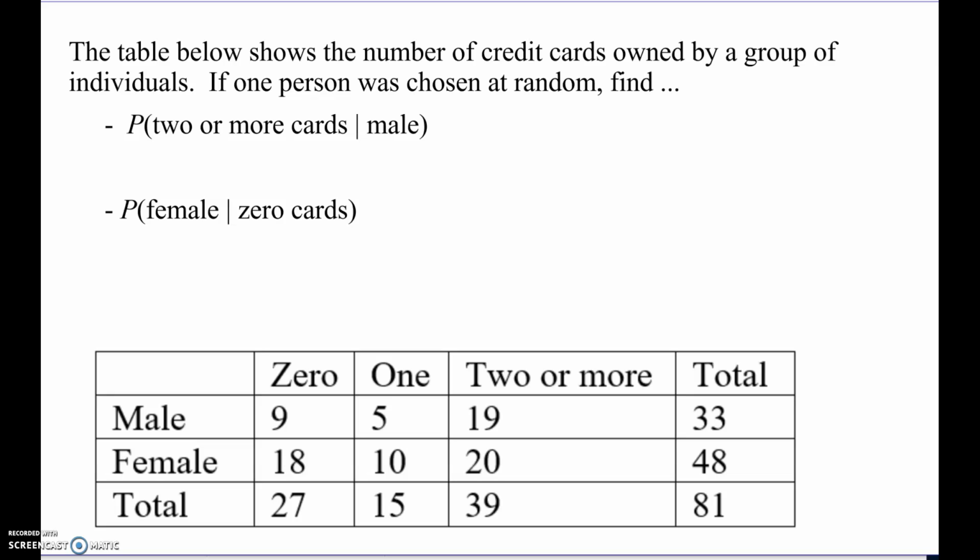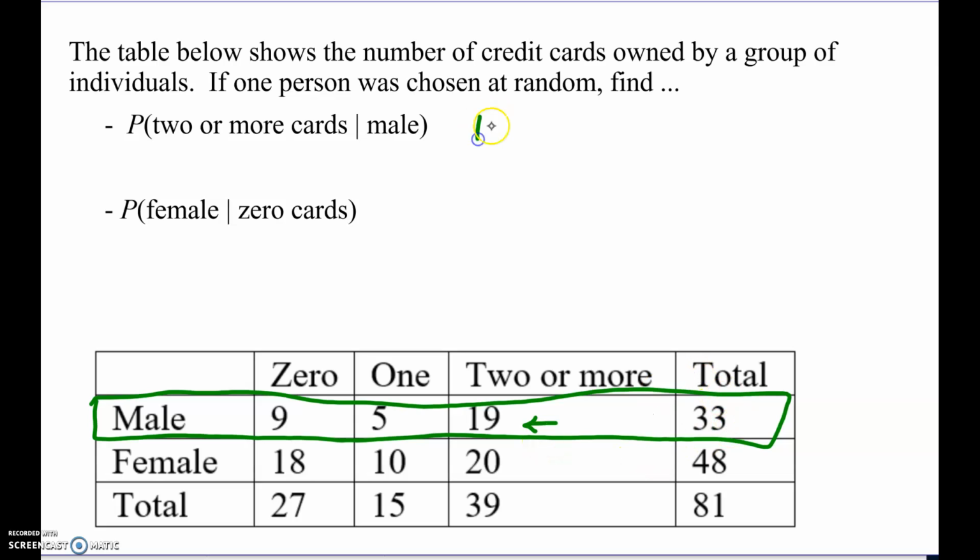The first one says, what is the probability that 2 or more credit cards given the person is a male? So the given is where we narrow our focus. So I'm given that I have a male, and I'm going to look for 2 or more cards. So it's 19 out of the total of 33.